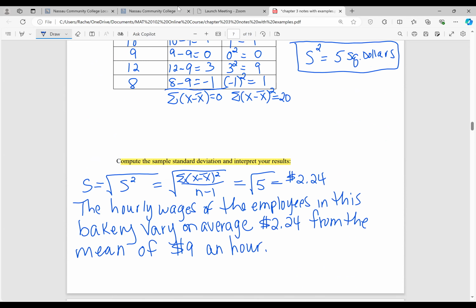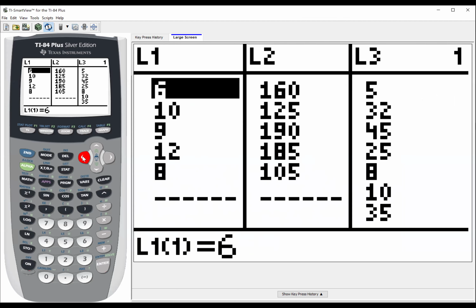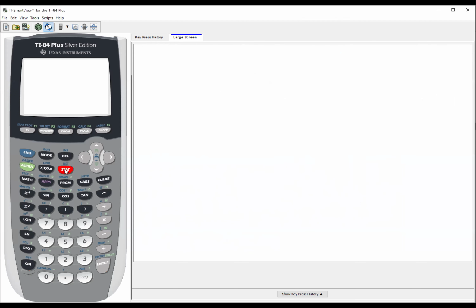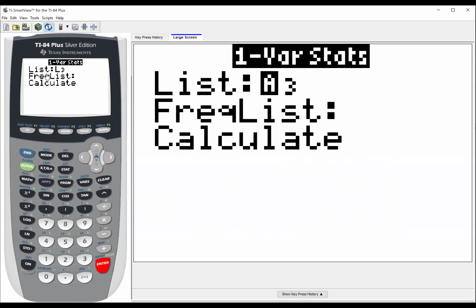So let me share my calculator. I already have my list in here. I entered those hourly wages into list 1, my 6, 10, 9, 12, and 8. So what we're going to do is the same as we did before, the one variable stats in the previous lesson. We're going to press stat, arrow over to calc, and choose option 1, which is one variable stats. Make sure you put the appropriate list. Mine was in L1 this time. We're still leaving frequency list empty, and we're going to calculate.